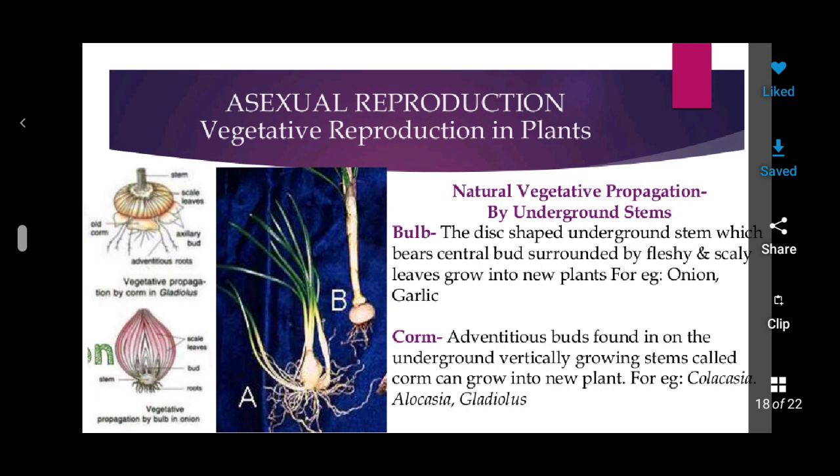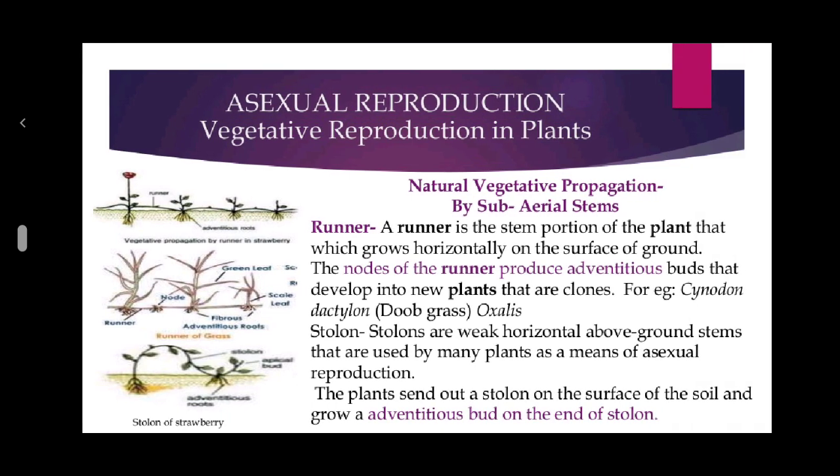The next type is the corm. The best example of corm is colocasia, or arbi. Adventitious buds are found on the underground, vertically growing stem in arbi, and it is able to form a new organism.